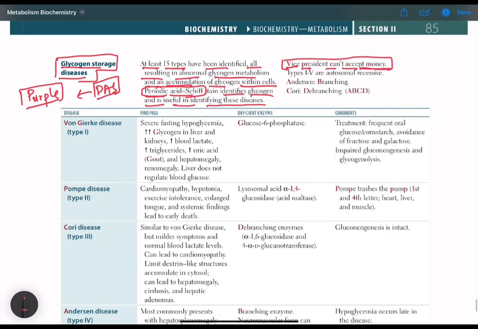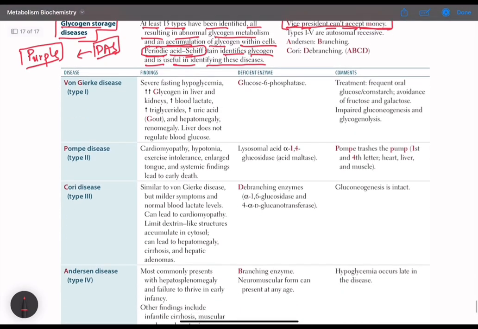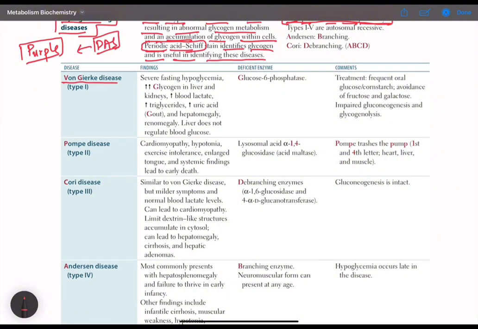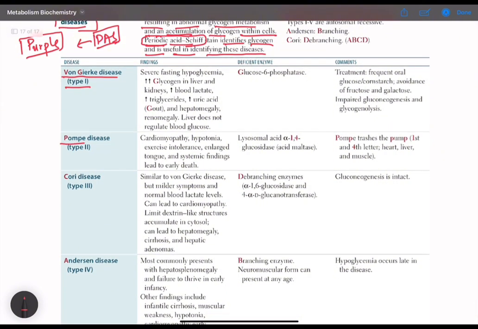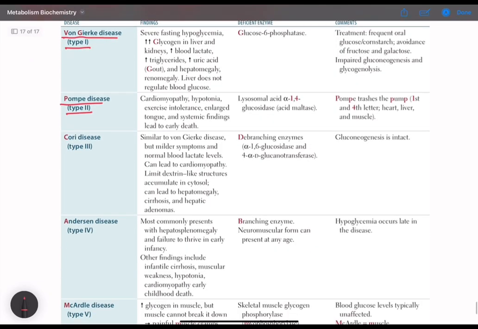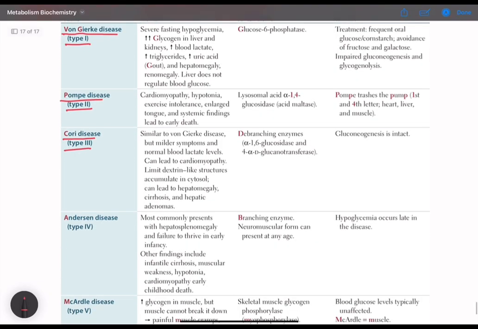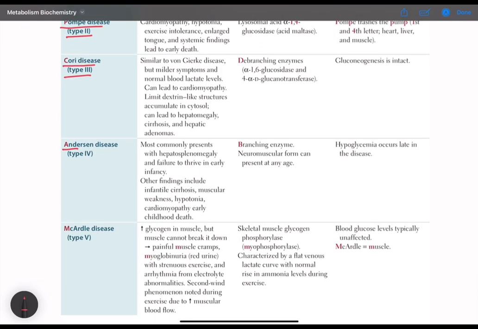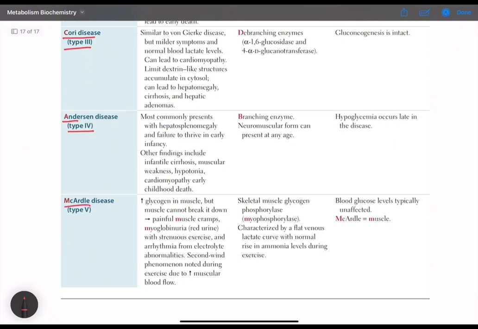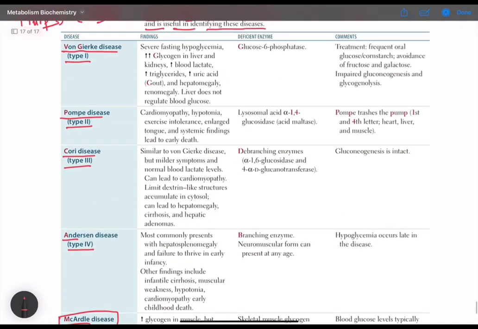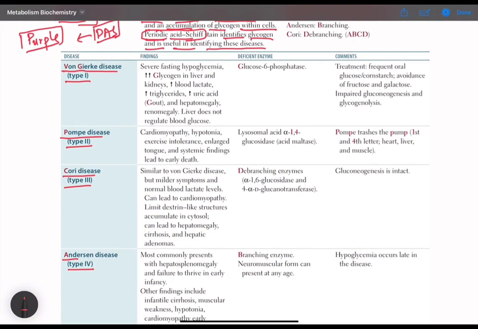The vice president can't accept money. So vice for von Gierke or V, which is type 1, then president or P for Pompe disease or type 2, then can't for Cori disease type 3, accept for Andersen type 4, and money for McArdle type 5. These are 5 types of glycogen storage diseases.